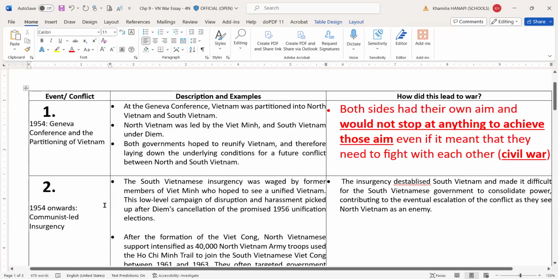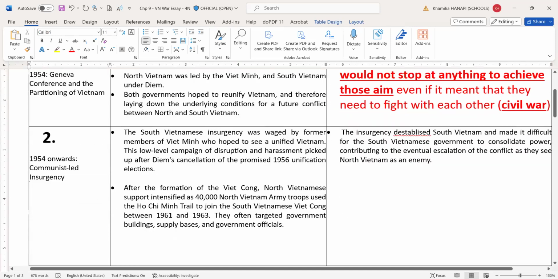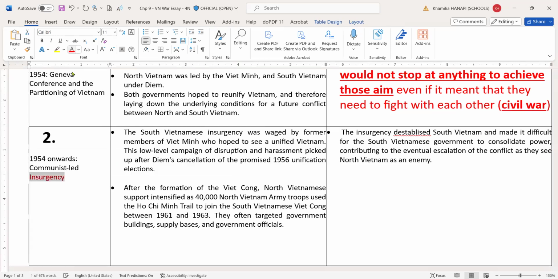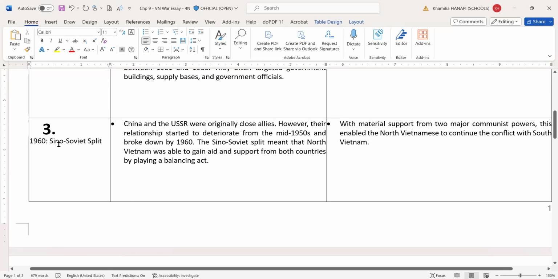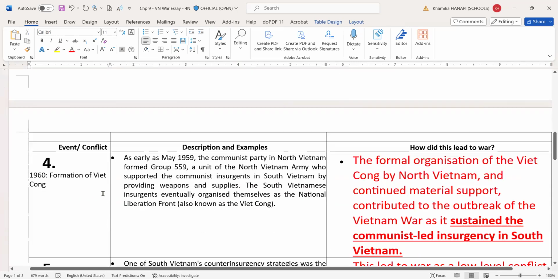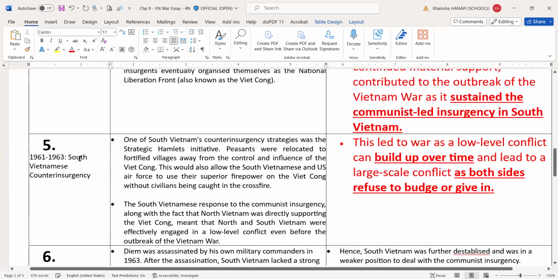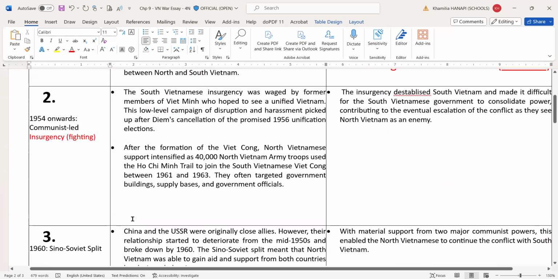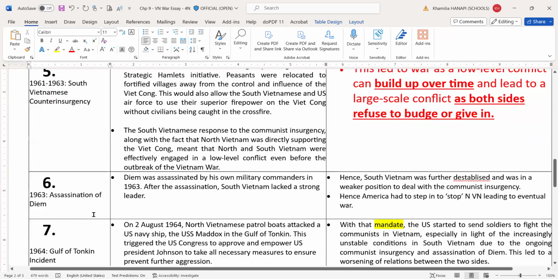There are many examples. Example number 1 was the Geneva Conference. Example number 2 was the communist-led insurgency. Insurgency is like fighting. And then number 3 is the Sino-Soviet split. One other reason is the formation of the Viet Cong. The South Vietnamese counter-insurgency, meaning they counter-fought because the North Vietnamese were the ones that were fighting. So the South Vietnamese responded.